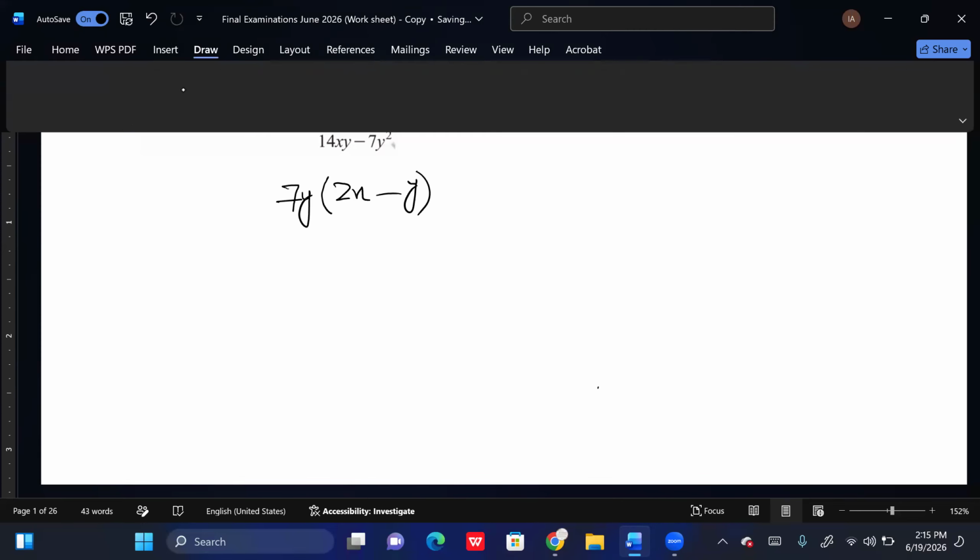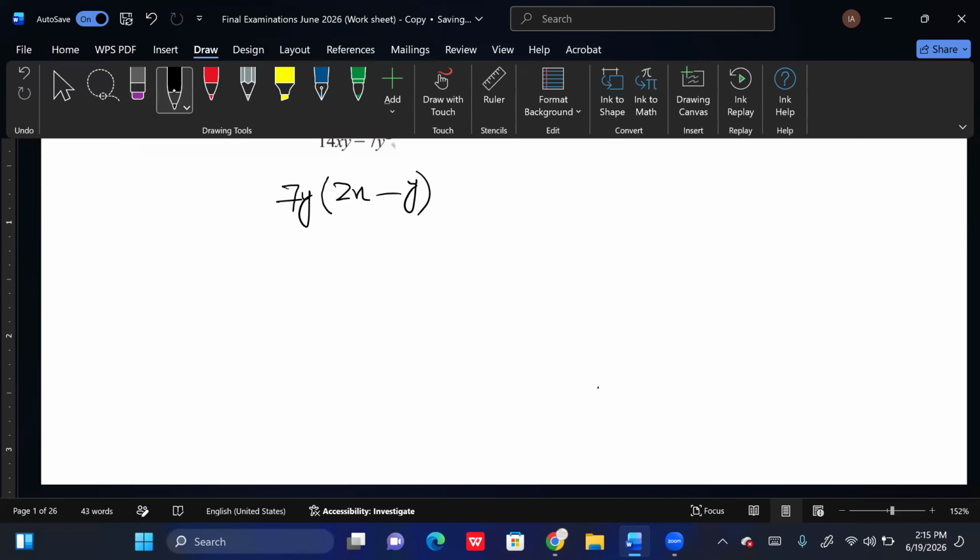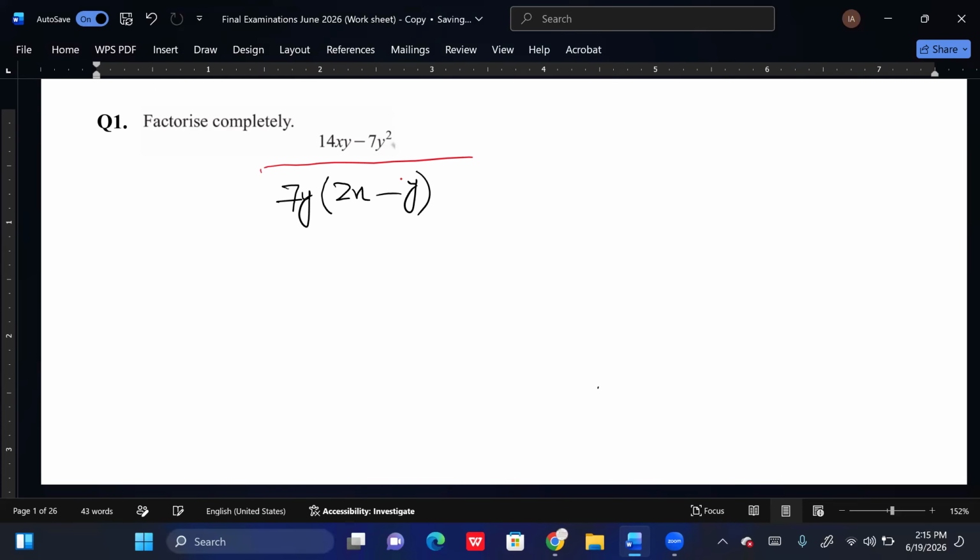Okay, let's take on the next question. Yeah, that is question number one. This is the final answer of your question, which asked you to factorize this expression.